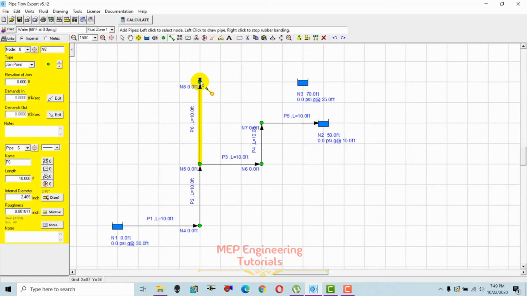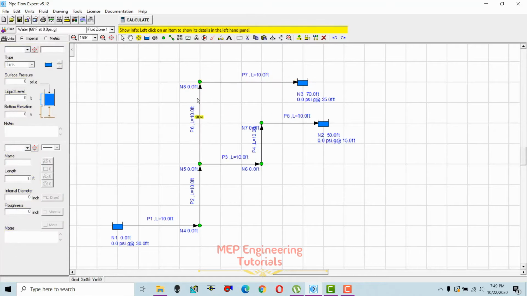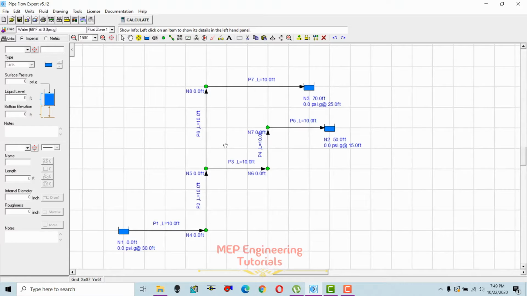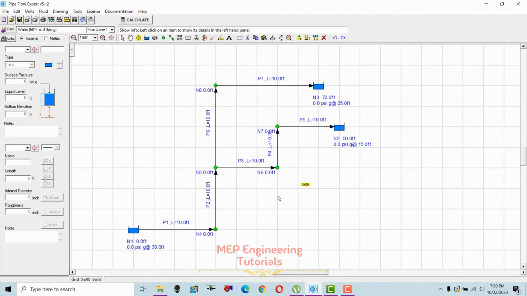Now I will connect this pipe with the third tank over here. As you can see, I have drawn the pipe segments in here. What we are basically doing is supplying water from the first tank to the second tank and to the third tank. So we're going to place one pump in here that will supply the water from this tank to tank 2 and tank 3. Now I'm going to add the pump and the fittings.